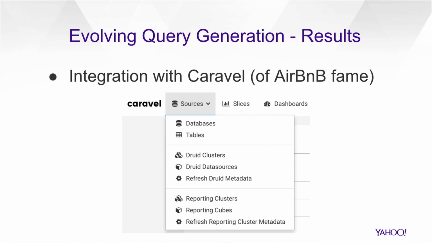So we've also integrated our REST API into an open source data visualization tool called Caravel that's built by Airbnb, which they recently renamed to Superset. And it more or less addresses all of our internal reporting needs.